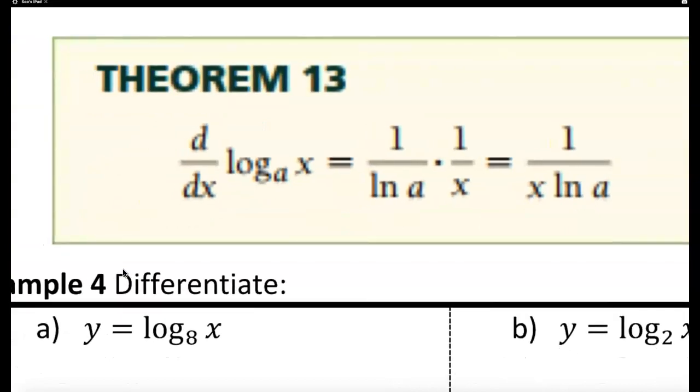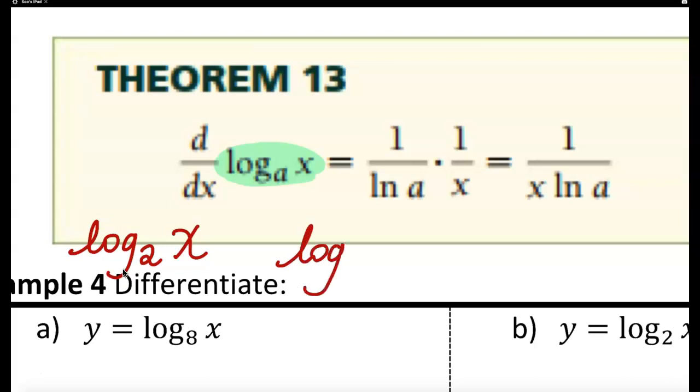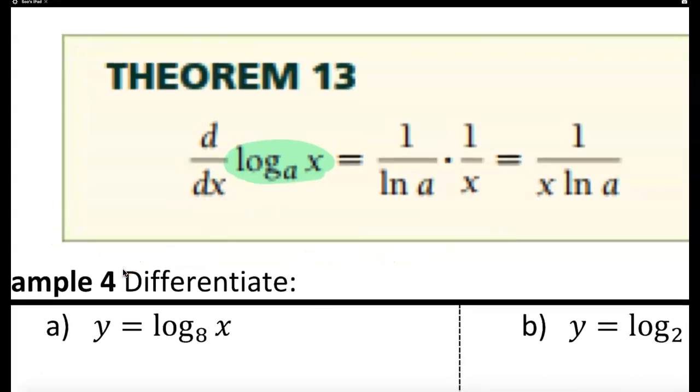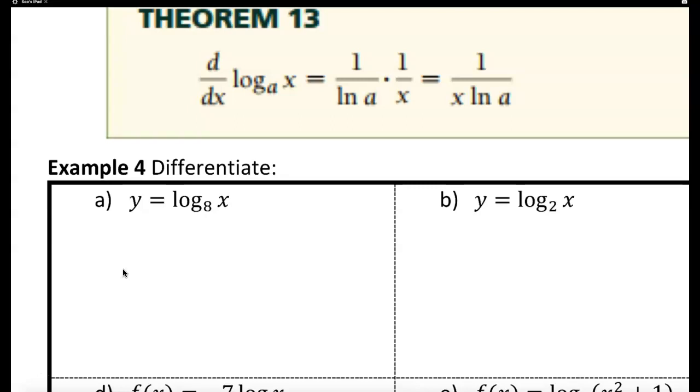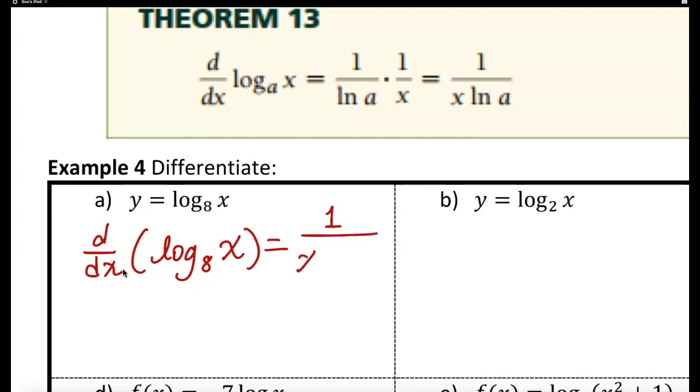Theorem number 13 is saying if you are differentiating log base a of x, and that can be anything like log base 2 of x or log base 8 of x, then the derivative is simply going to be 1 over x times natural log of a. So if I'm just using it on example a, I can just use it. I can say the derivative of log base 8 of x is going to be 1 over x times natural log of 8.